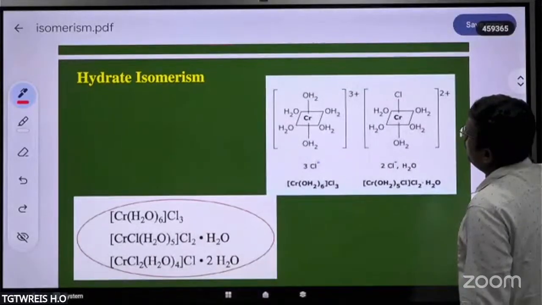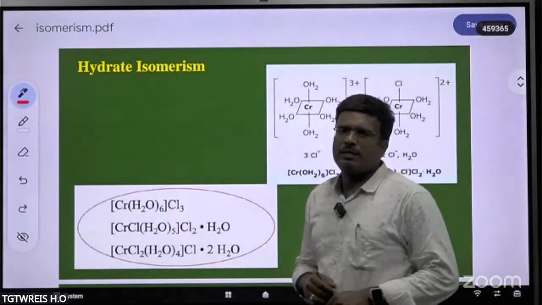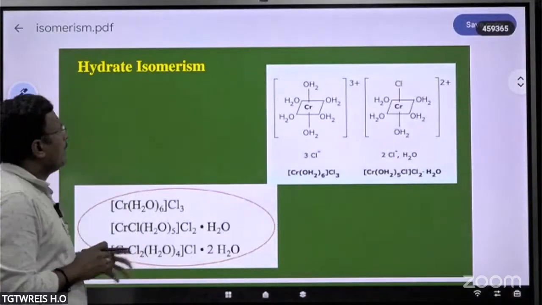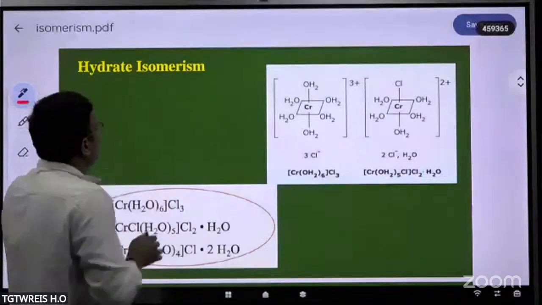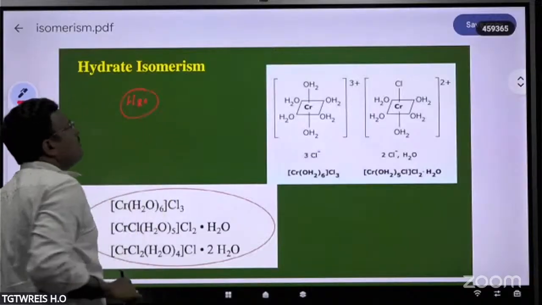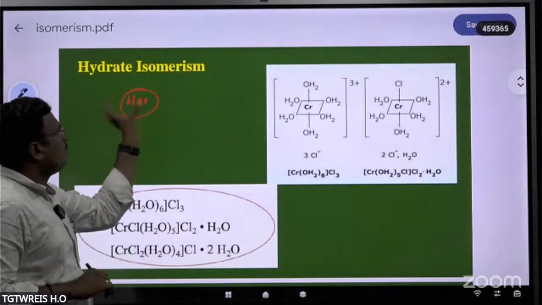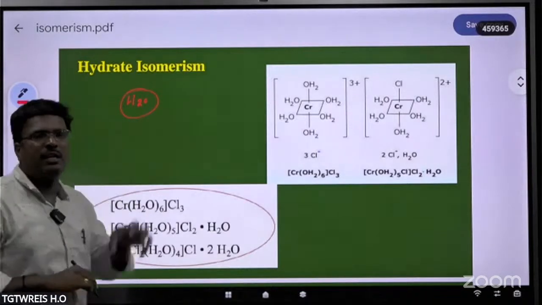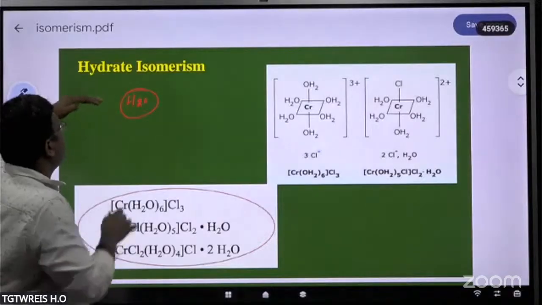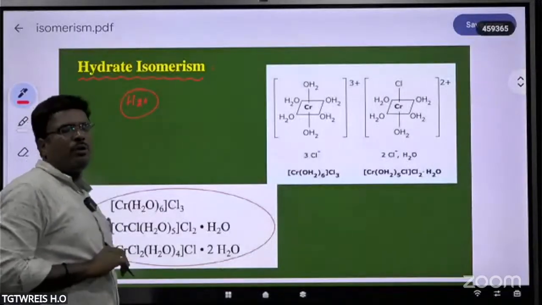The next one, the third one, is hydrate isomerism. The molecular formula is the same, but only the water molecules are different. Same molecular formula, but the oxygen molecules are different. It is called hydrate isomerism, also called solvent isomerism, because of the solvent nature.